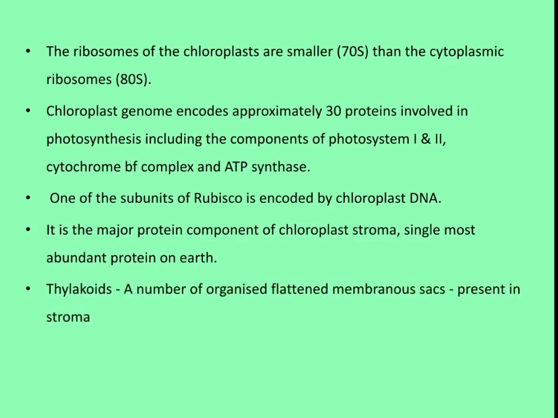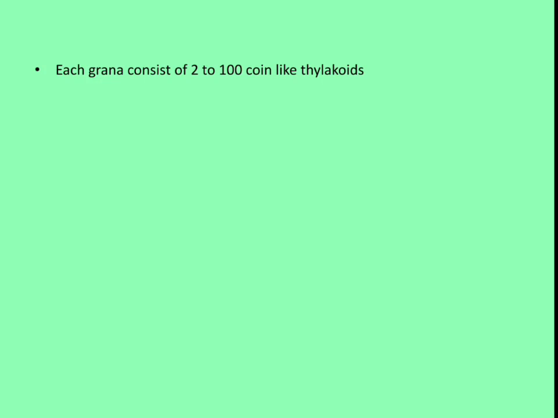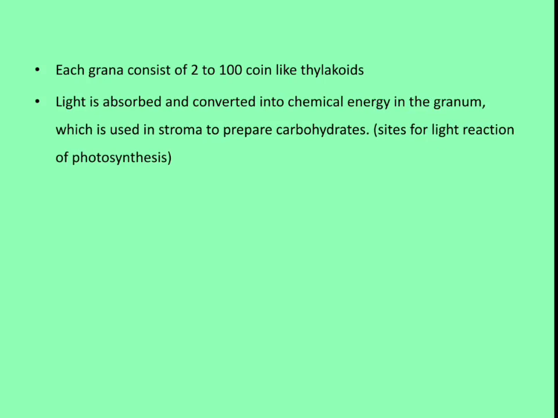The thylakoids are a number of organized flattened membranous sacs present in the stroma. They are arranged in stacks like piles of coins, forming grana, singular granum, or the intergranal thylakoids. Each grana consists of 2 to 100 coin-like thylakoids. Light is absorbed and converted into chemical energy in the granum, which is used in stroma to prepare carbohydrates. It is the site for light reaction of photosynthesis.